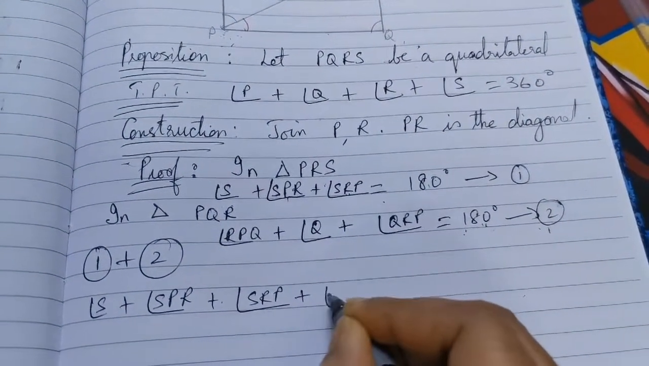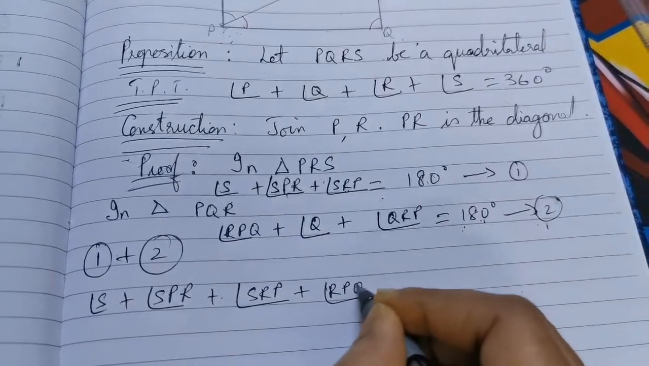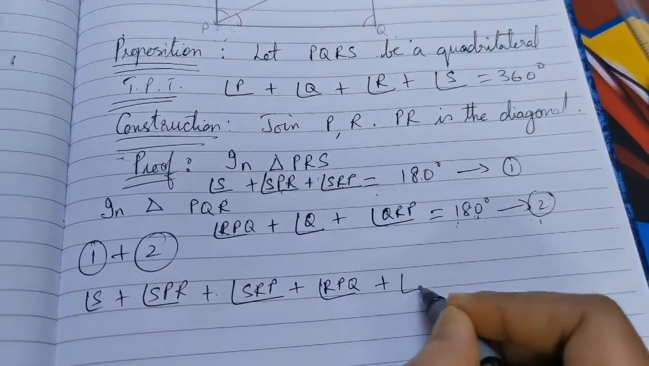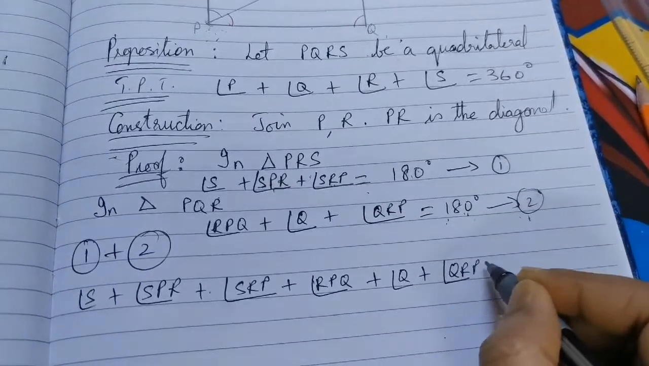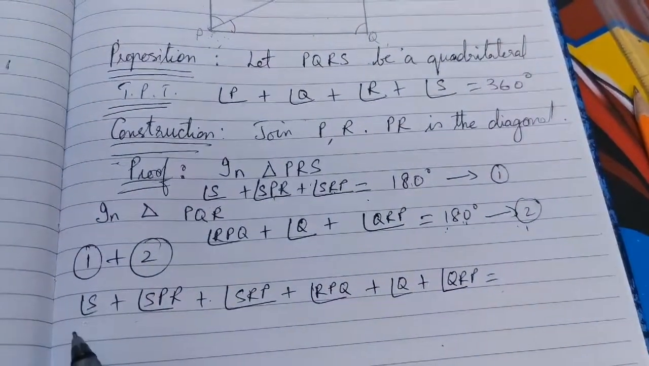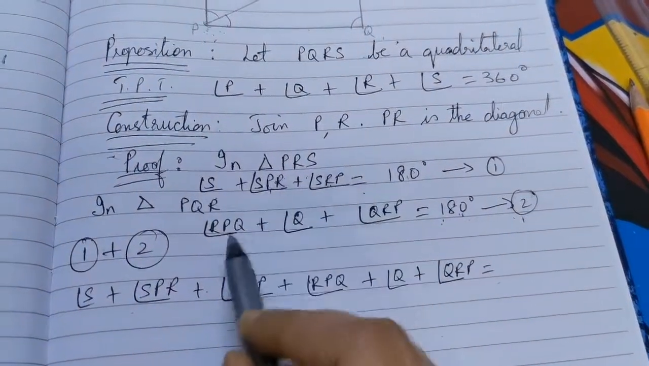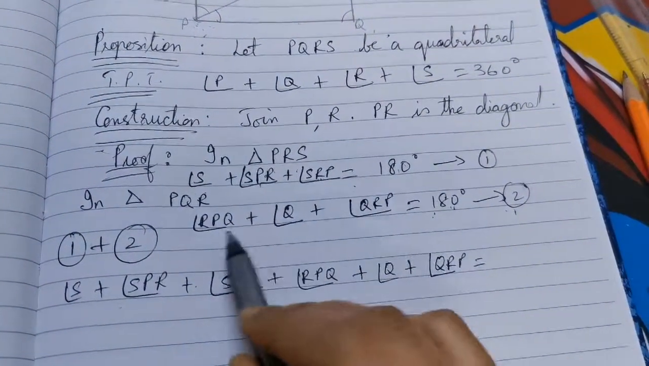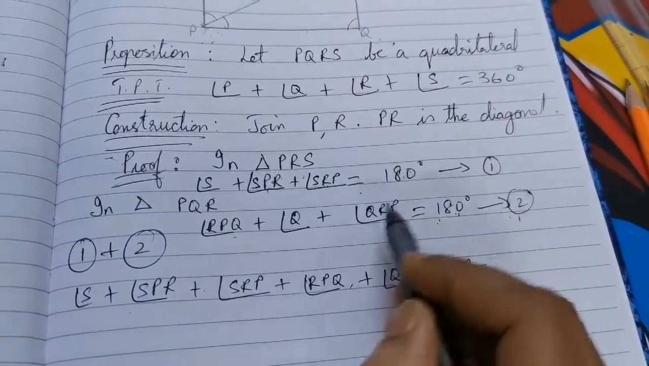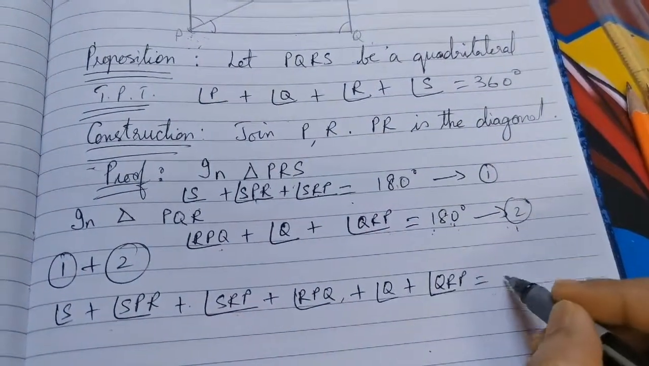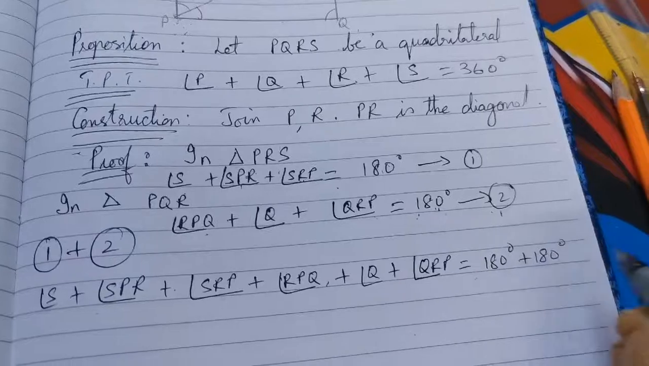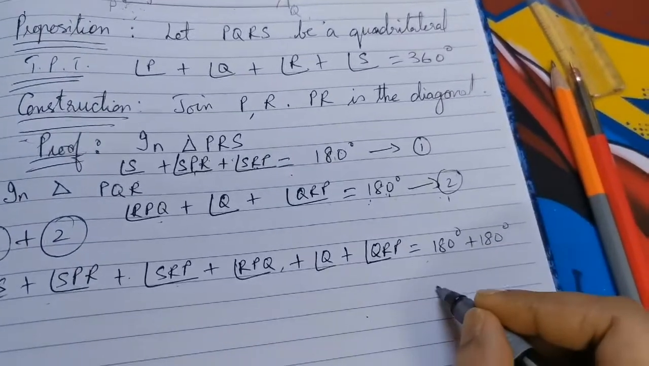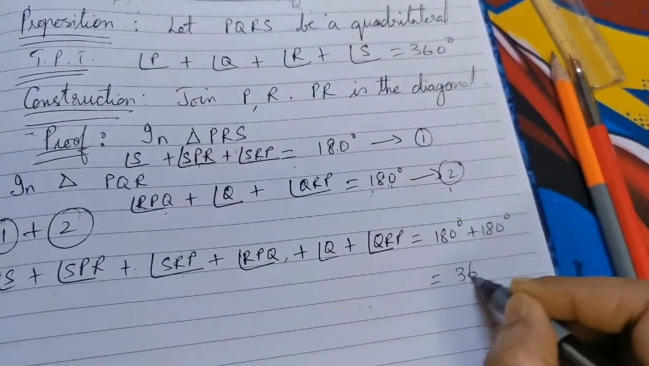Next I add RPQ plus angle Q plus angle QRP. So first three comes from the first equation, the last three comes from the second equation. And here I have 180 degree in my first equation and 180 degree in my second equation. Now this becomes 360 degree.